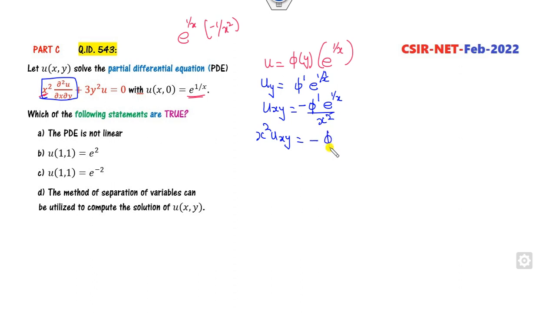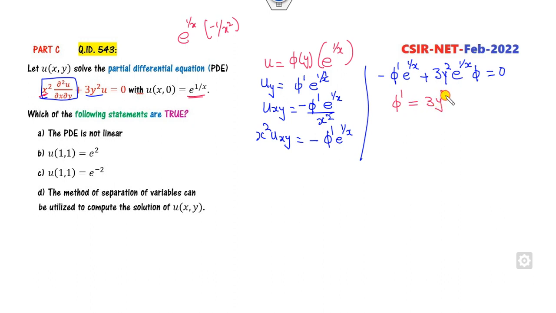This is minus phi dash e raised to power x. Now I can substitute here, minus phi dash e raised to power 1 by x plus 3y square, u is my e raised to power 1 by x of phi is 0. E raised to power 1 by x is cancelled out, so phi dash is equal to 3y square phi. Make sure phi is a function of y, so all terms are in y. If any of the terms is in terms of x, then you can never solve it. So how can you solve?